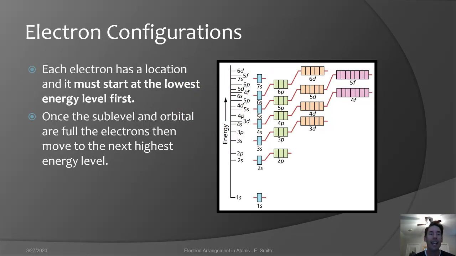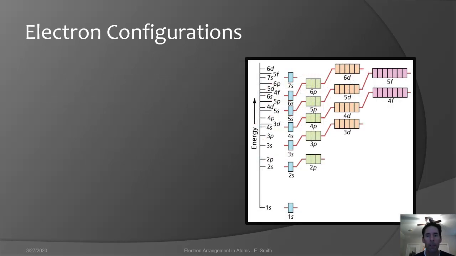So each electron has a location and it must start at the lowest energy level first. Once the sublevel and the orbital are full, the electron then moves to the next highest energy level. So I'm going to be going through how we write these electron configurations. So if we look right here, if we write the very first element, what's the very first element in the periodic table? Hydrogen, okay, which has how many electrons?